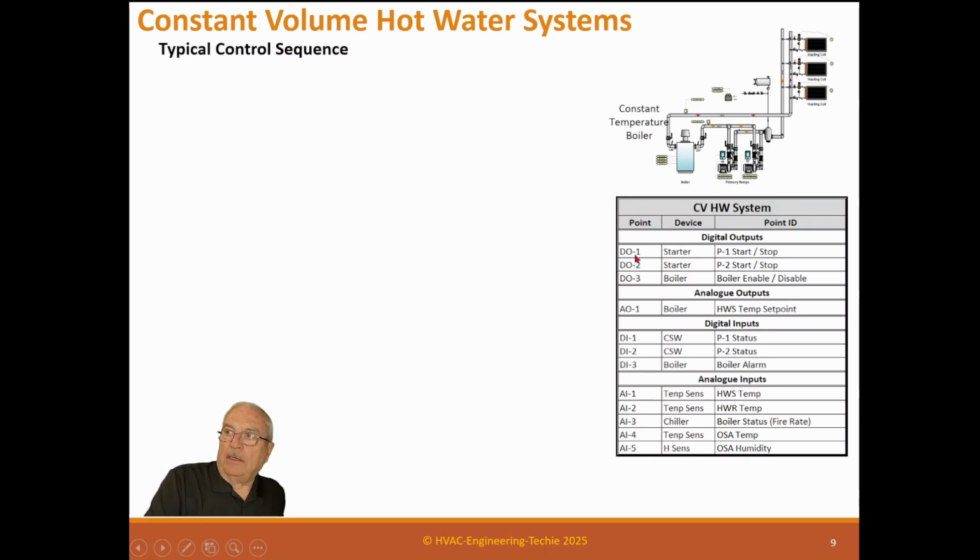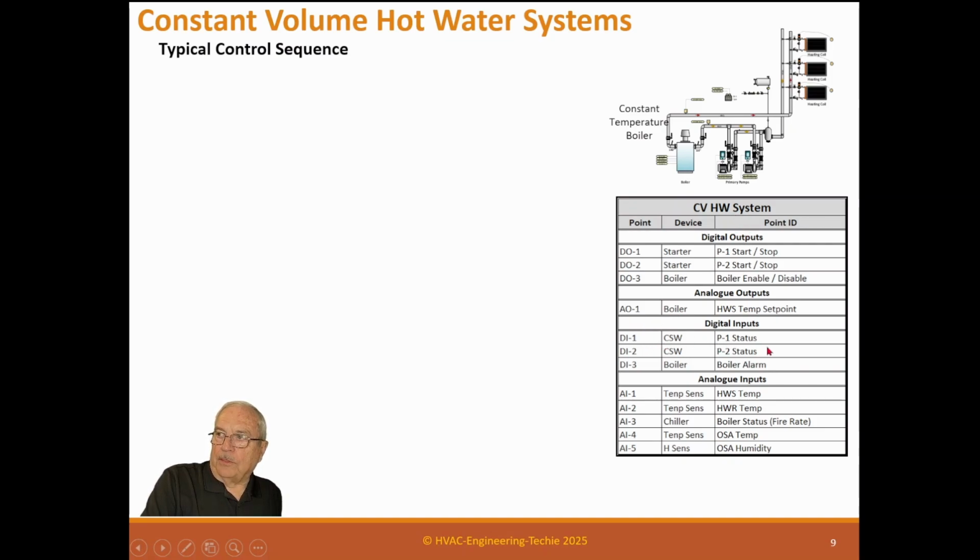Here's the point list. DO1 is a pump 1 start stop. DO2 is a pump 2 start stop. DO3 is a boiler enable disable because the boiler has its own internal controls and will maintain its own temperature. Analog output is a hot water temperature set point. So we're going to be able to take the hot water temperature, and this boiler can stage itself, its fire control, to maintain that temperature.